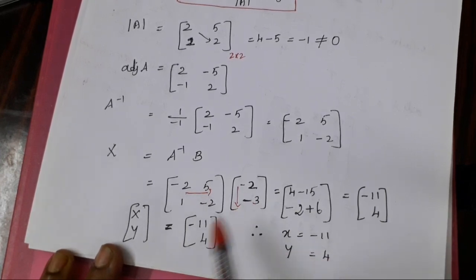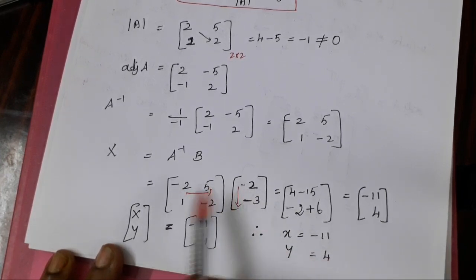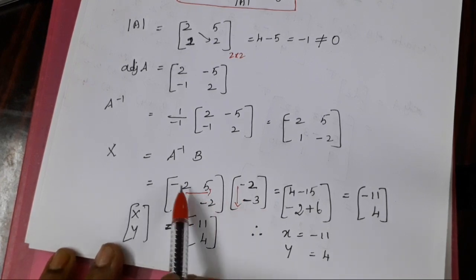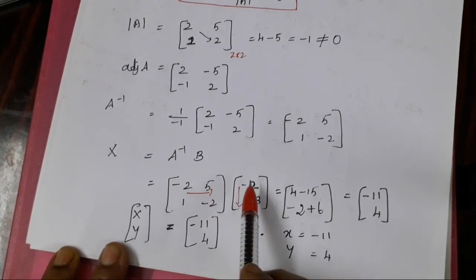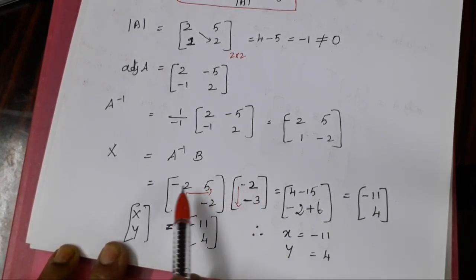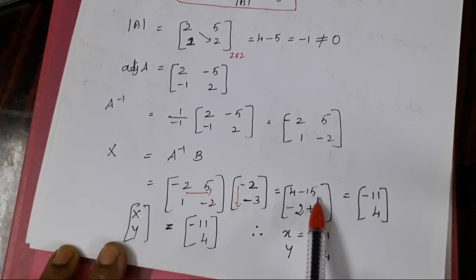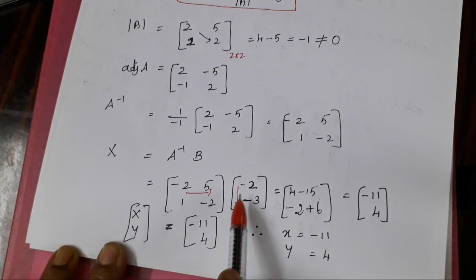First row with the first column. Minus 2 into minus 2 is plus 4. 5 3s are minus 15. First row with the first column, without changing anything, you just multiply. So minus 2 into minus 2 plus 4, then 5 3s are minus 15.